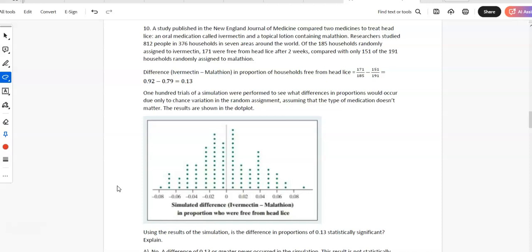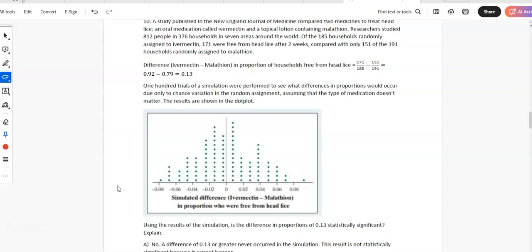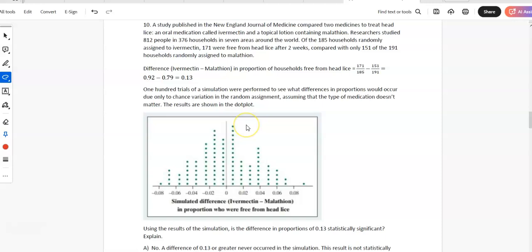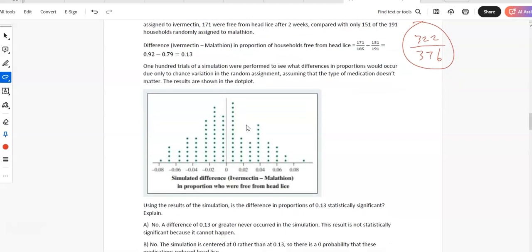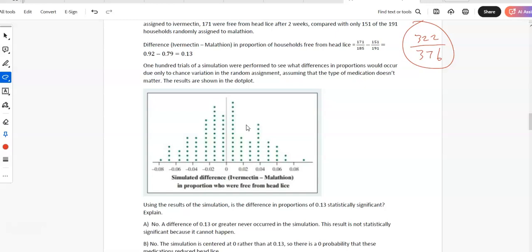So 100 trials of simulation were done, right? With the overall 171, that's 322 if you add up the numerators. If you add the denominators, that's 376, I think. So if the chance of getting free from lice was that, they did simulation based off that number, the total of both, and you're still going to have some variation, but how unusual is 13% in the simulation? Well, here's 8%, 13% is way out there, right?